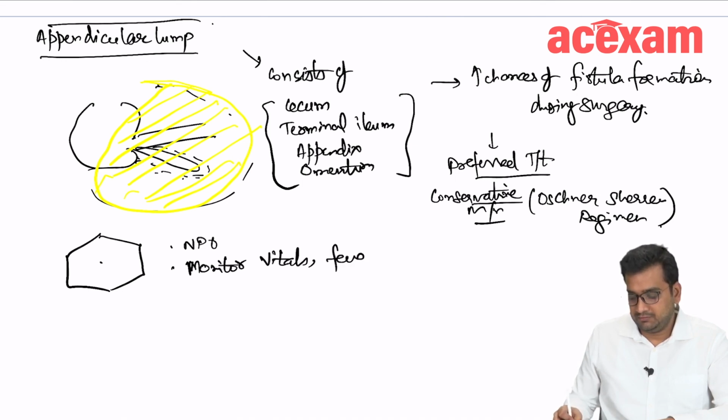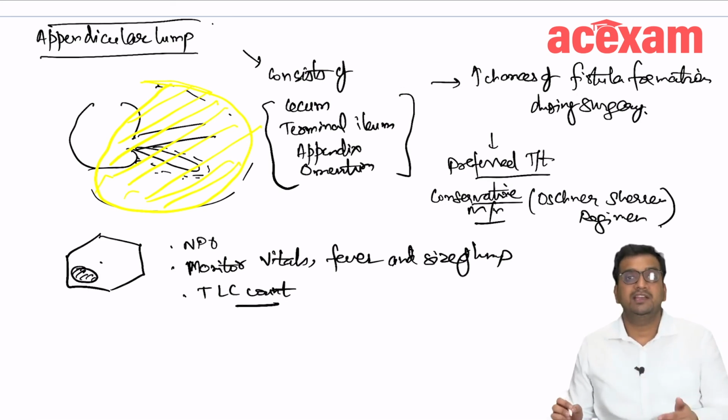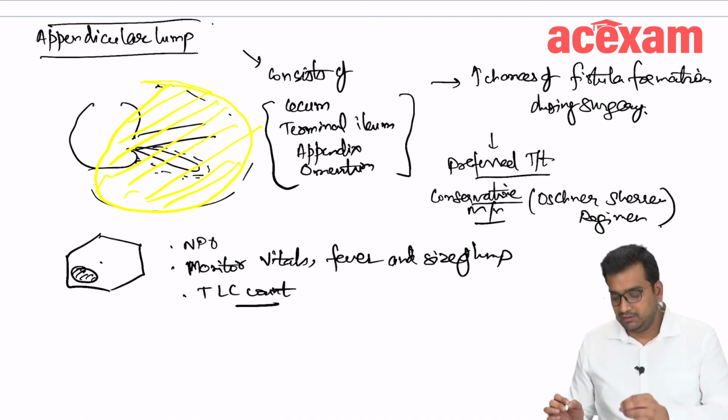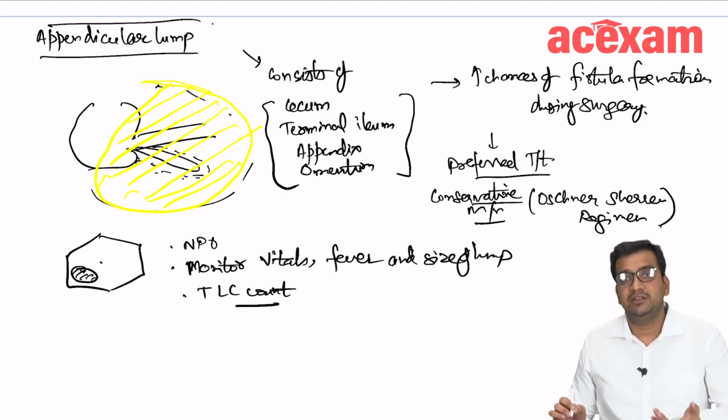fever, and size of lump. We will see the TLC count, and we will mark the lump on the abdomen, and we will check on a daily basis whether the lump is increasing in size. If the lump is increasing in size, if there is fever, if there is raised or increasing TLC, if there is tachycardia or the patient is not maintaining vitals, we will go for surgery.